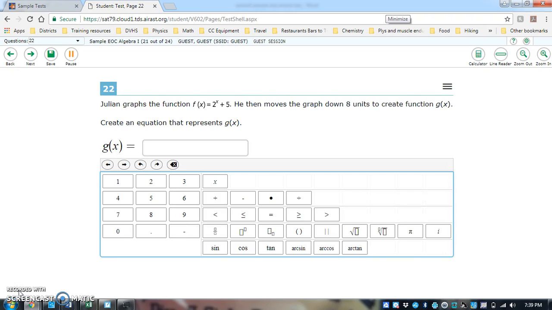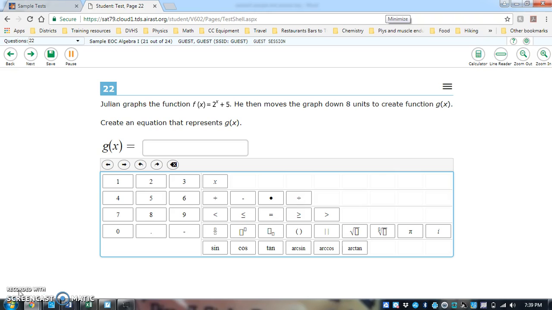Alright, so Julian graphs the function f of x is equal to 2^x plus 5. He then moves the graph down 8 units to create a function g of x. Create a function that represents g of x. Well, we have to look at our function here. We have 2 to the power of x plus 5. Moving vertical transformations is our k value.